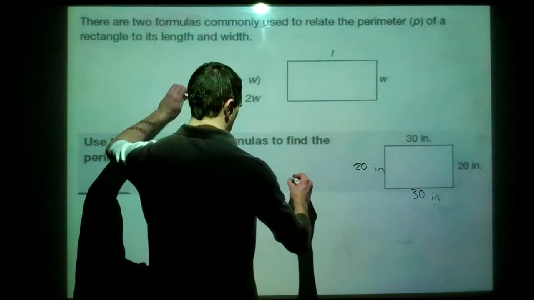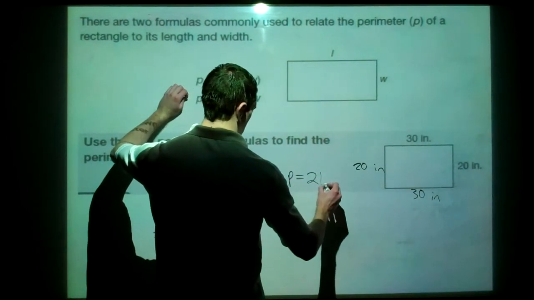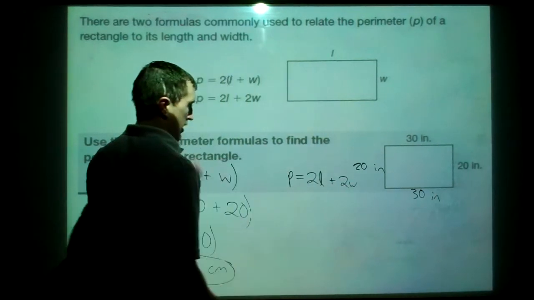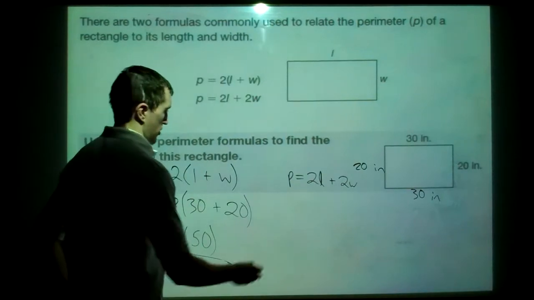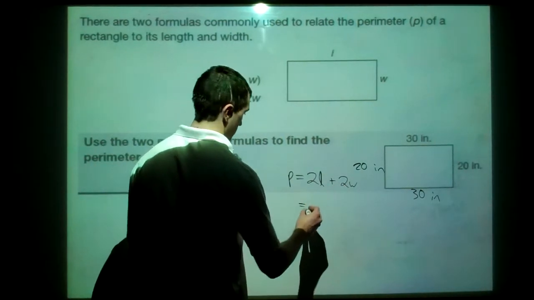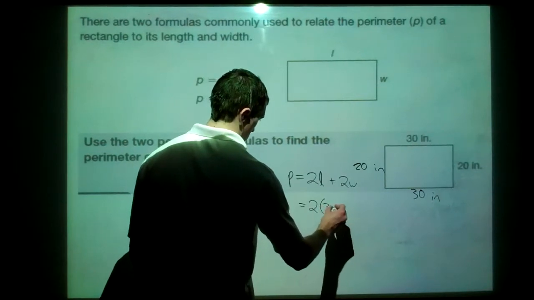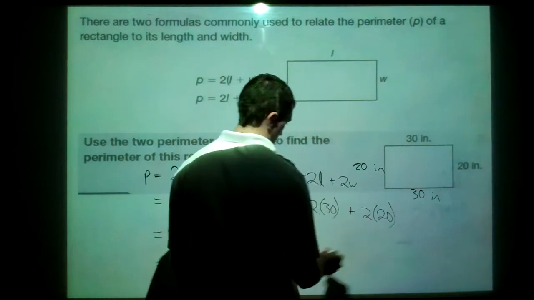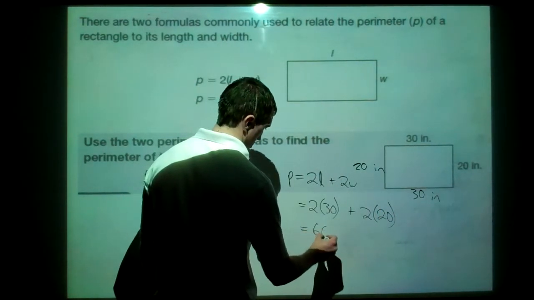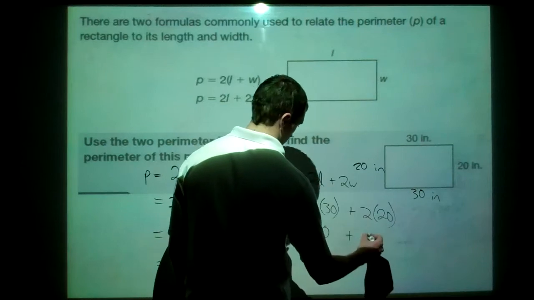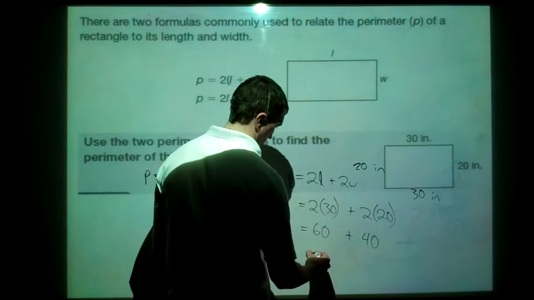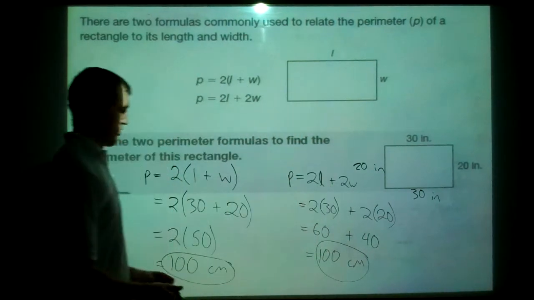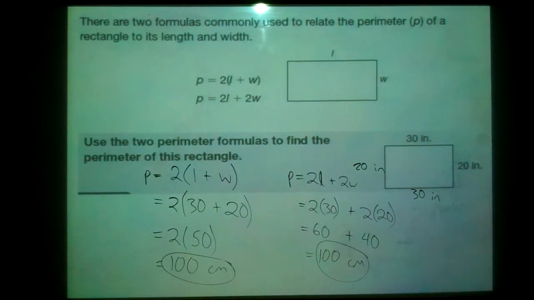Let's try this one. Perimeter equals 2L, right like that, so that it doesn't look like a 21. So 2 times the length, 2 times 30, plus 2 times the width, 2 times 20. Okay, 2 times 30 is 60, 2 times 20 is 40, 60 plus 40 is 100. So we still get 100 centimeters. Alright, so both formulas work.